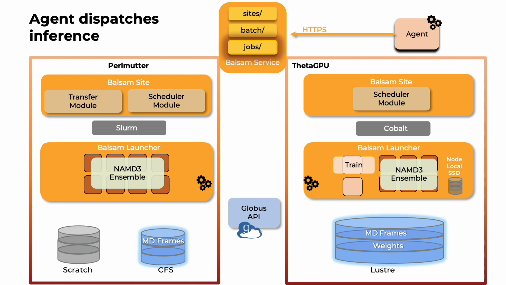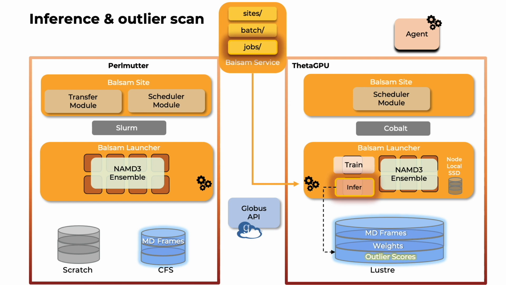Armed with its first set of weights, the agent now enters an inference and training cycle that starts with the forward pass of the molecular dynamics data through the trained autoencoder. The learned embeddings are fed into an outlier detection algorithm, which ultimately ranks the most significant outliers according to some intrinsic statistical score. This outlier metadata is also written back to the storage system.